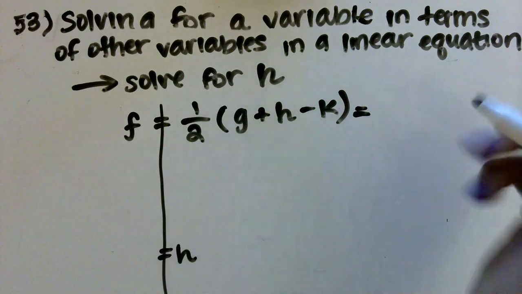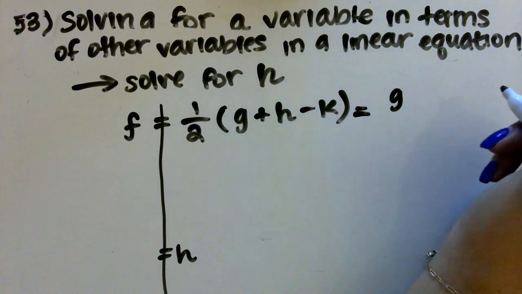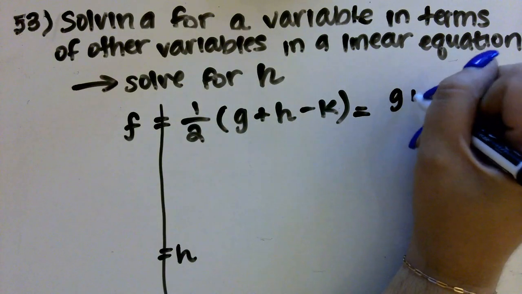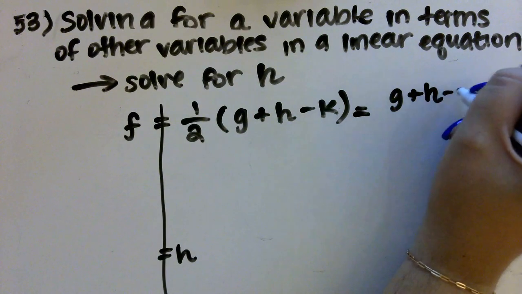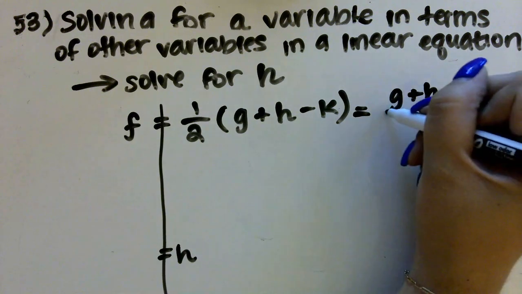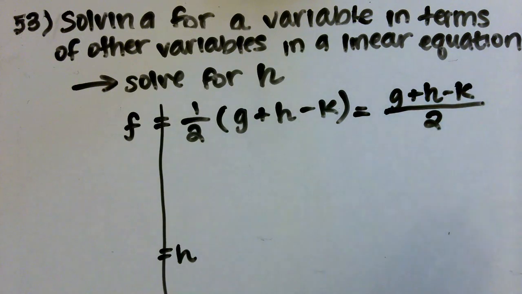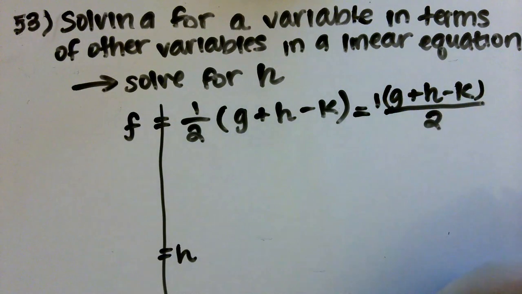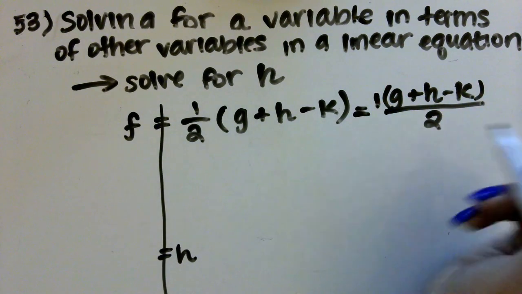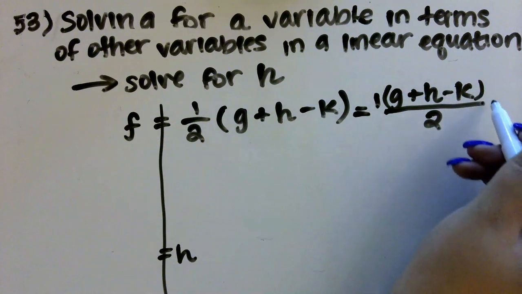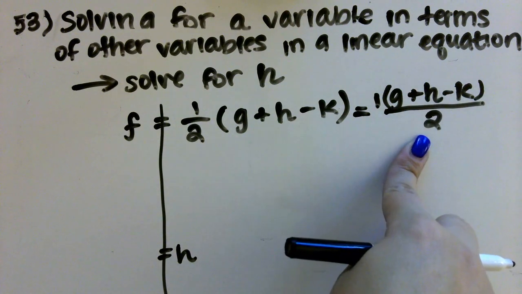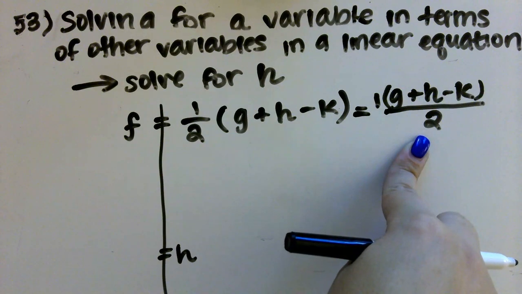We need to remember that 1/2 times g plus h minus k is the same thing as g plus h minus k all over 2. This is the same exact thing. If you think about it, there is an invisible coefficient of 1 sitting out in front here, and if we did distribute that in, it would read exactly the same. But we're dividing everything here by 2, okay?